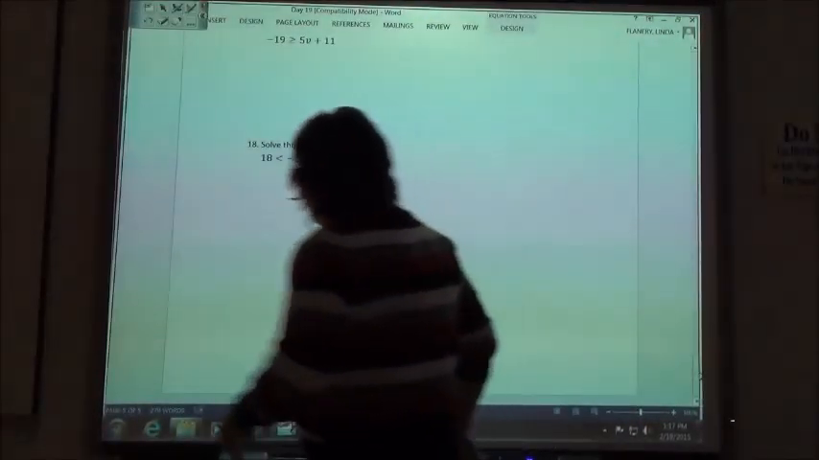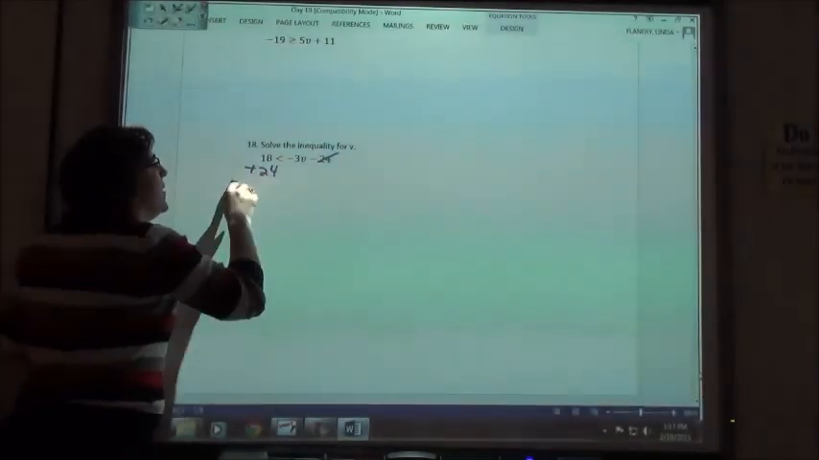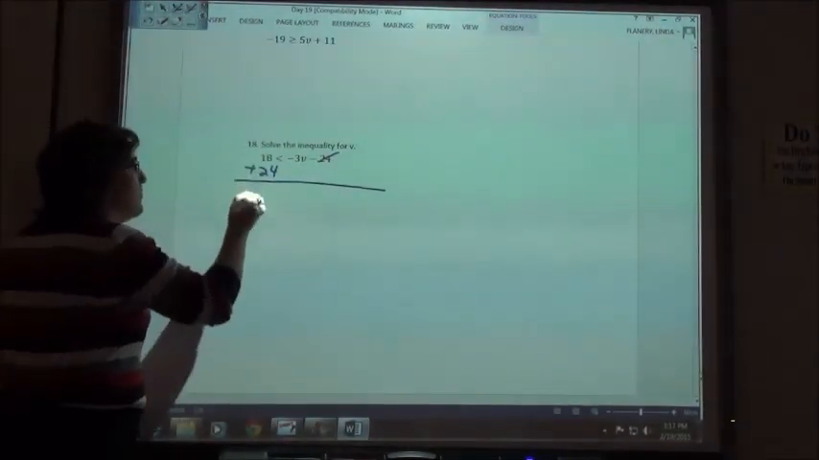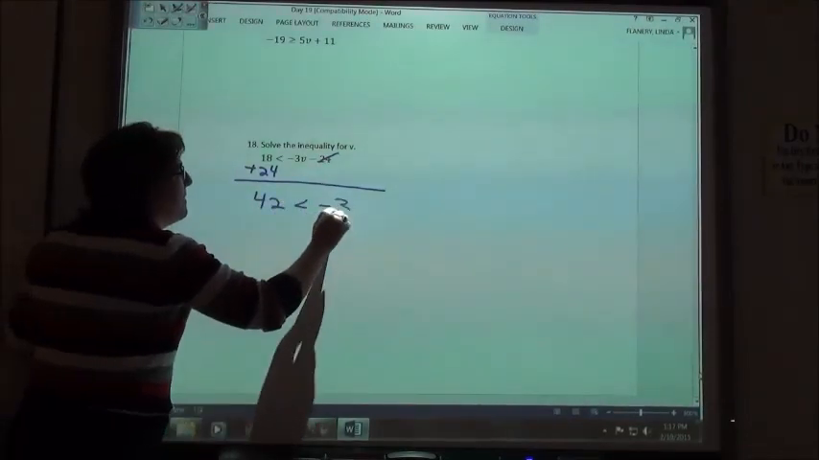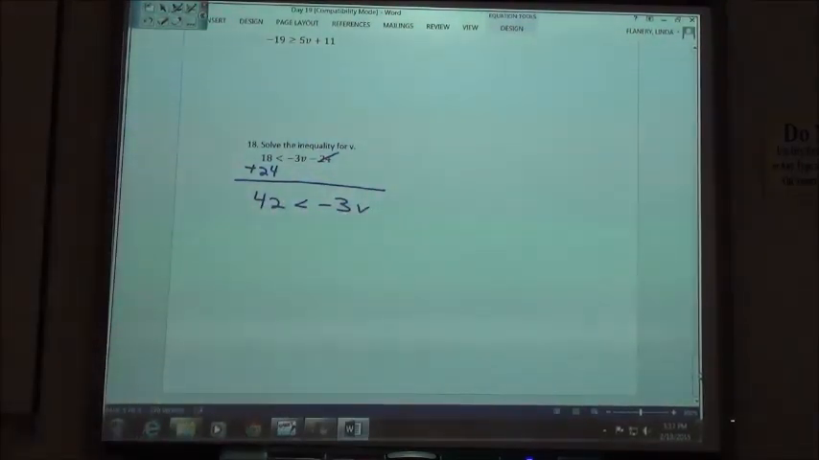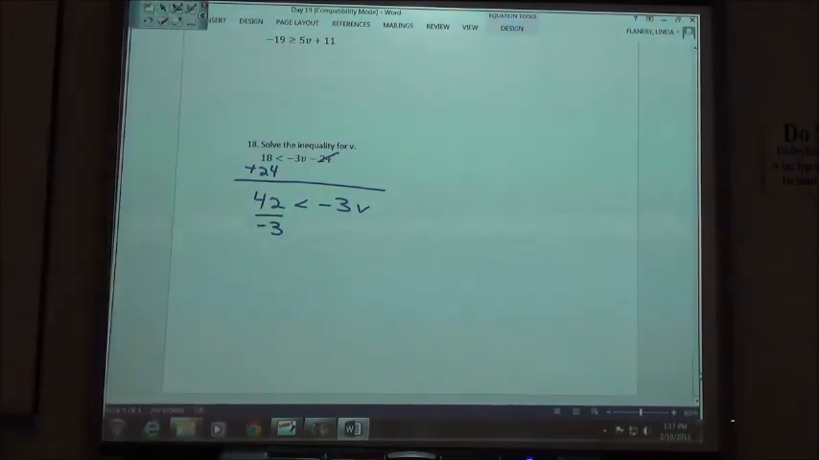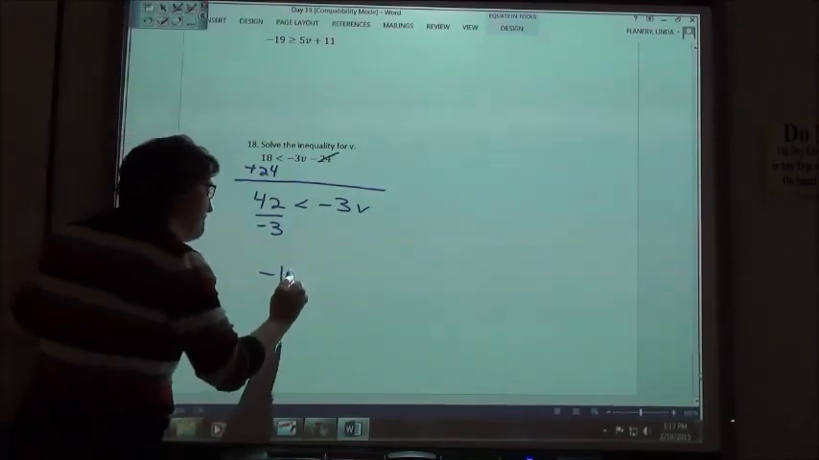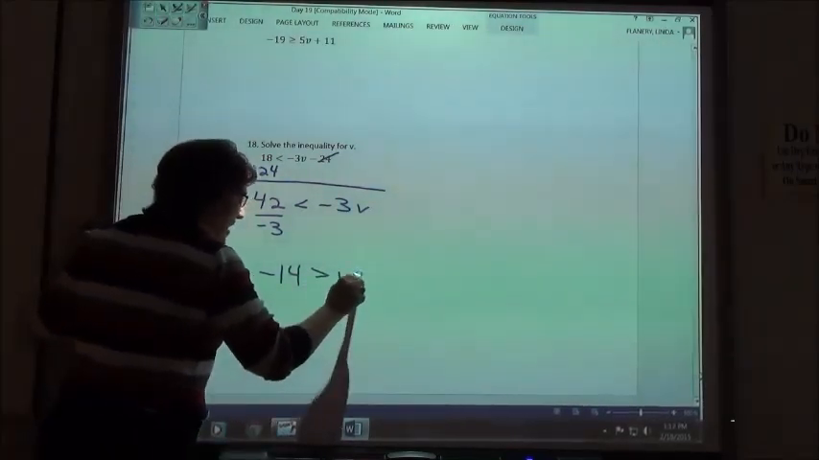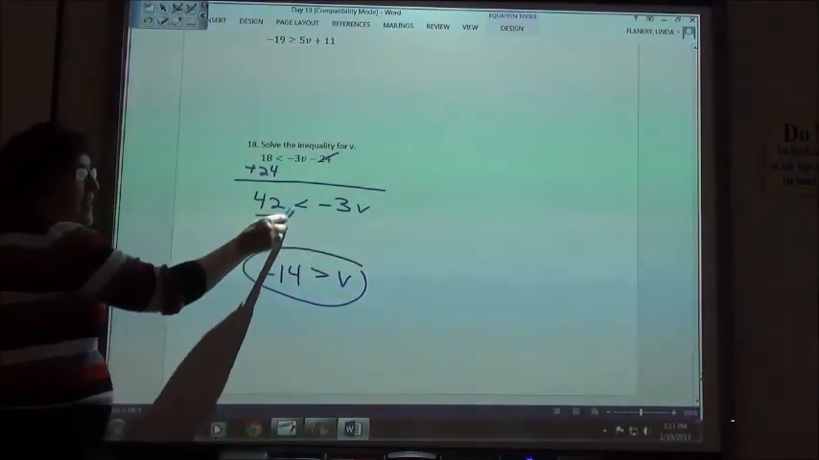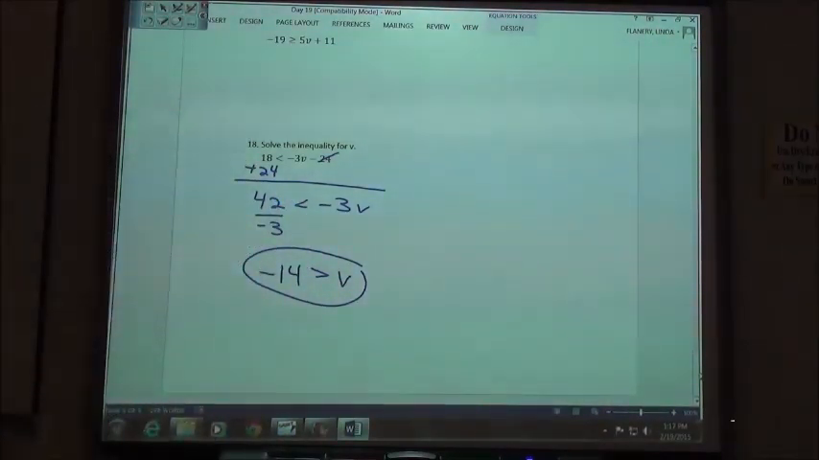So last one on here. First thing I'm going to do, add the 24. 18 plus 24 must be 42. You guys all yelled it at once, right? In order to solve that, I'm going to divide by negative 3, and so my answer is going to be 14 is greater than v, exactly. I divided by a negative, I had to flip that inequality sign the other direction.